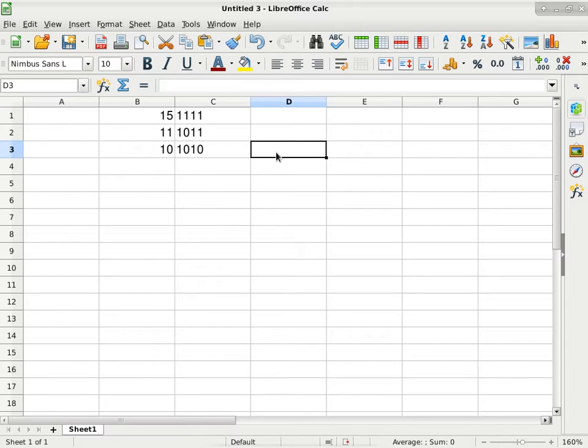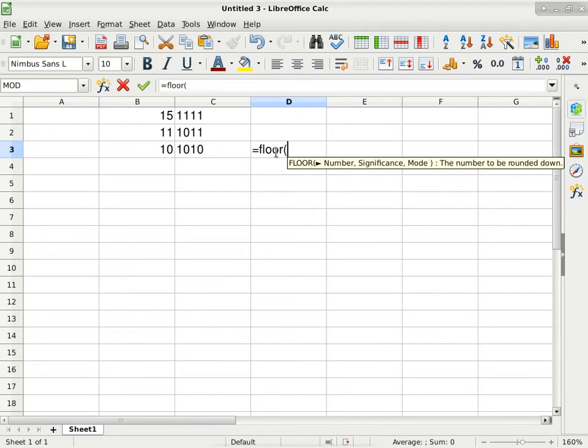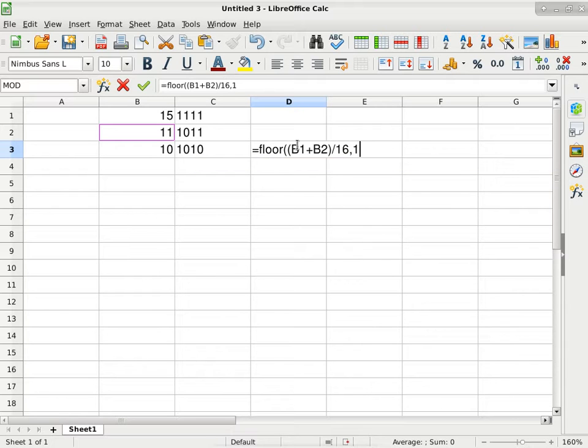I'm just trying to figure out what is the quickest way to do it. Ceiling, no. Floor. Okay, there we go. You can use the floor function of this number plus this number, and then the whole thing divided by 16. There we go. So this is the carry.